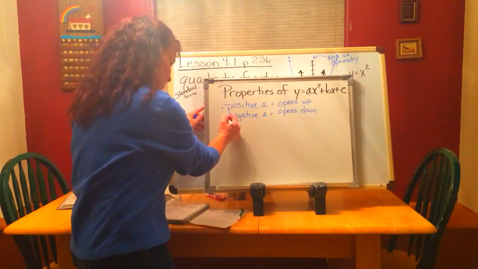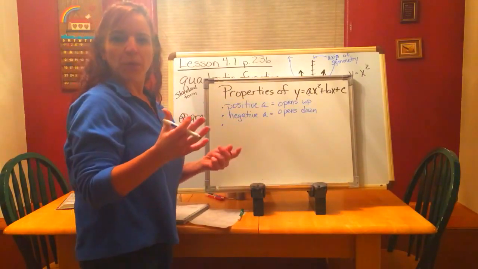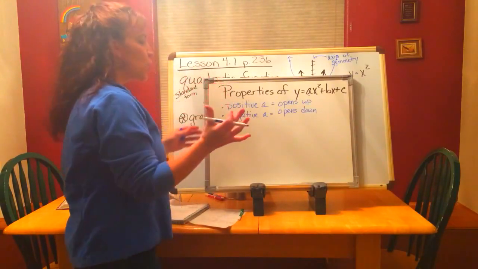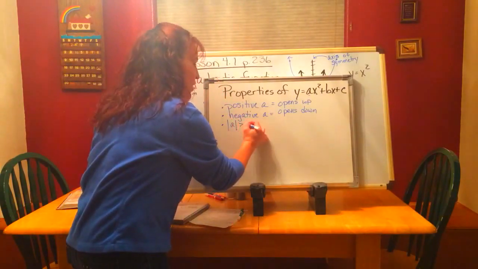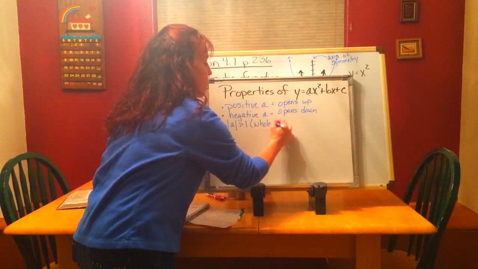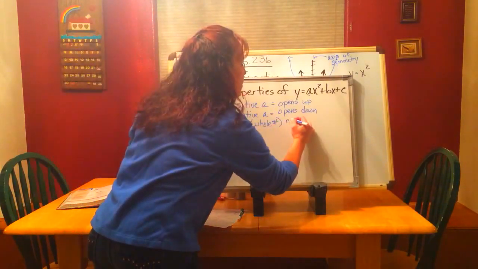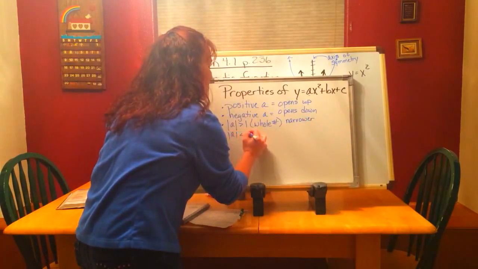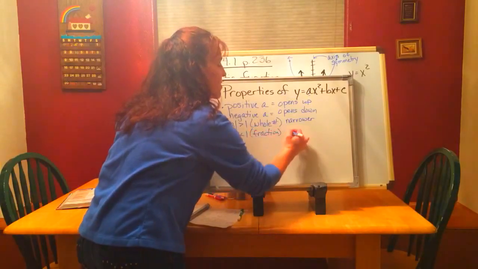All right, the next thing you're going to see is that when we multiplied by a whole number, our parabola was more narrow, whereas when we multiplied by a fraction, it was wider. So you can use the absolute value of A. If the absolute value of A is greater than 1, well, that simply means a whole number, and it's going to be narrower. Whereas if the absolute value of A is less than 1, or it's a fraction, it's going to be wider.